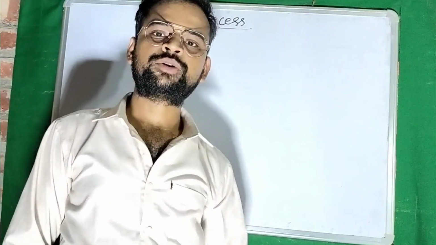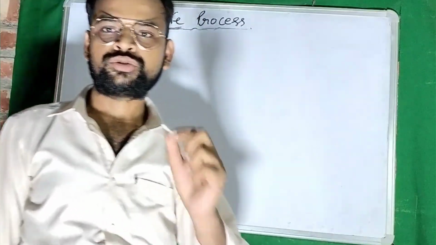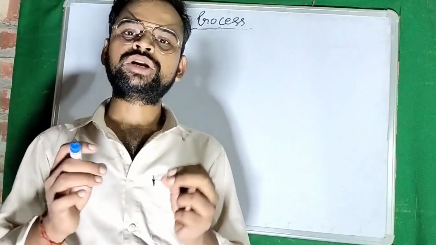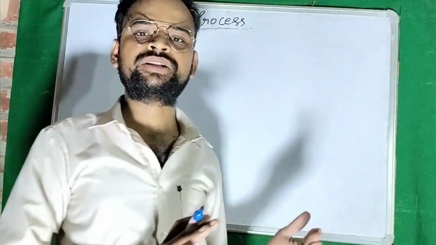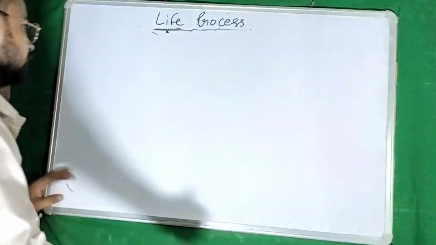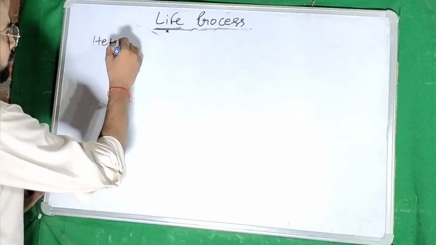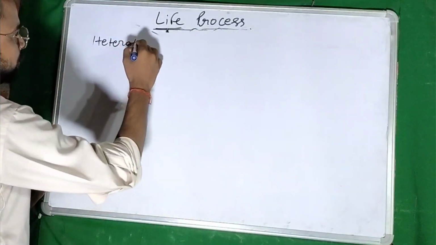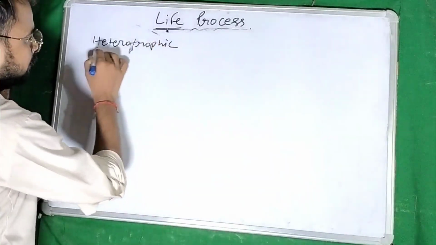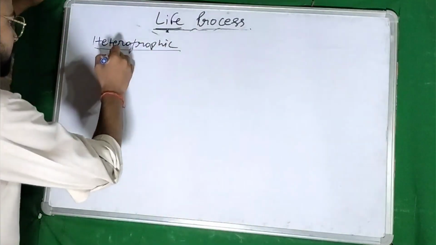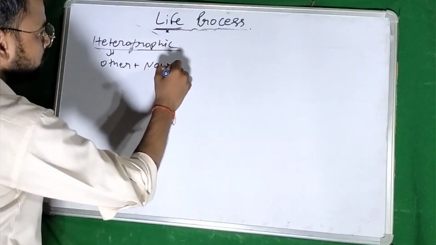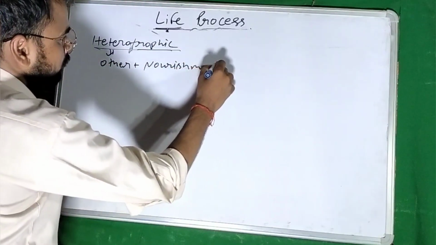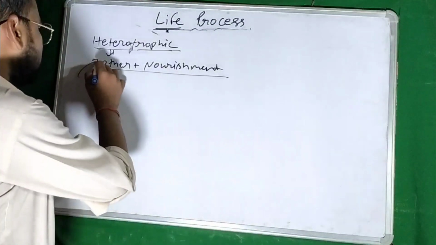So I hope autotrophs are clear. Now we are going to discuss the heterotrophic mode of nutrition. What is the heterotrophic mode of nutrition? It is the mode of nutrition in which living organisms depend on other organisms for their nourishment. Hetero means other, plus trophic means nourishment.